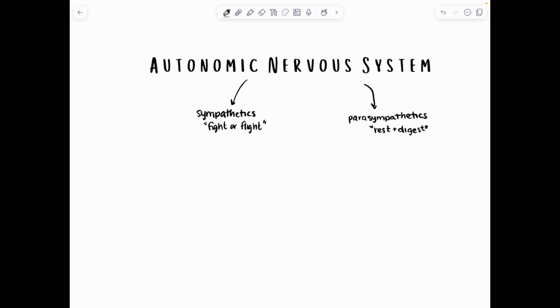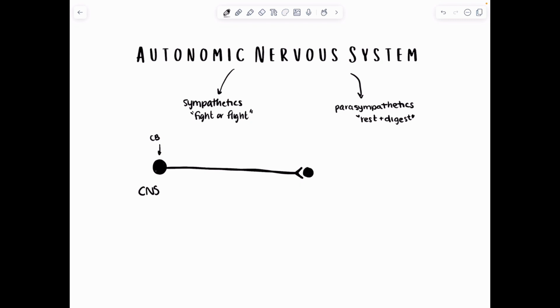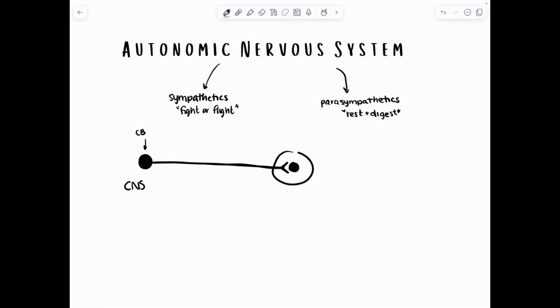When we look at the way the autonomic nervous system is designed, each of these has two parts. Here's my neuron. This is going to be an autonomic nervous system neuron. We have a cell body that is within the central nervous system. Then we have a really long axon, and that axon is going to synapse outside of the central nervous system in a thing called a ganglion.